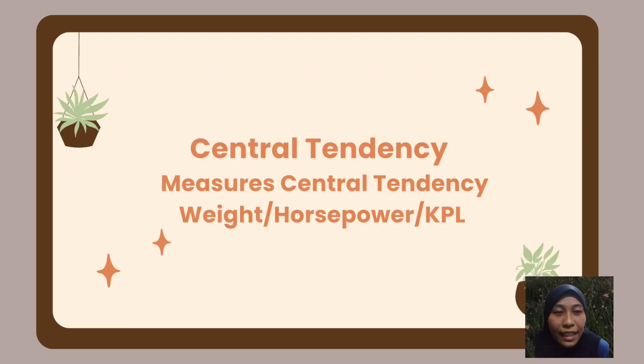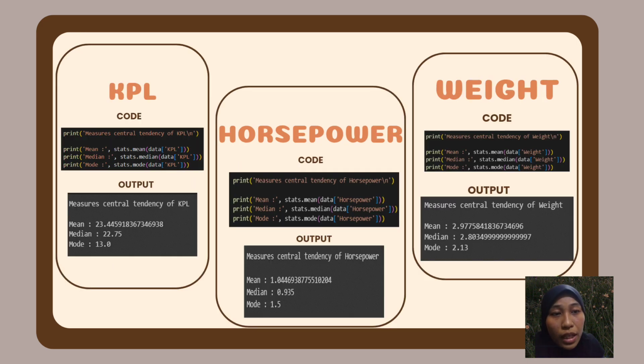Okay, move on to the next slide. 3.2 Central tendency. Firstly, measure of central tendency of KPL. This is the code to find central tendency. Run the code. The output will show the mean, median, and mode for KPL.